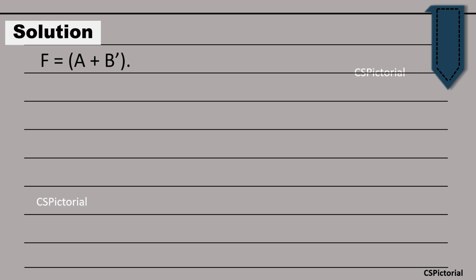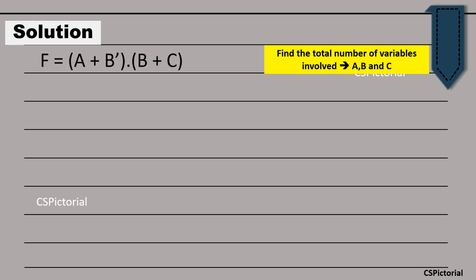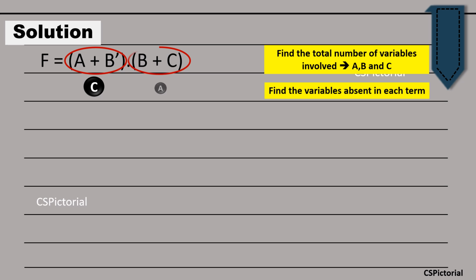This is a standard POS expression. In a standard POS expression, each sum term does not include all the literals. So, first find the total number of literals involved in the expression. Here, in this expression, 3 literals are involved, A, B and C. Now, find the variables absent in each sum term. In the first sum term, C is missing, and in the second sum term, A is missing.